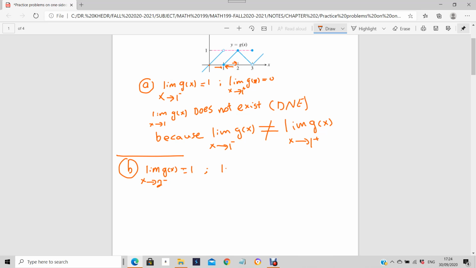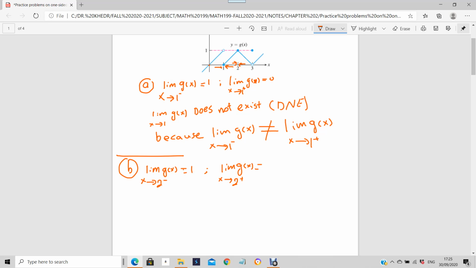Now if we want to find the limit of g of x as x approaches 2 from the right side, we have to follow the other graph in the region that is greater than 2. This line is between x equals 2 and x equals 3. So as we are approaching 2 from the right side, we start with x equals 3, 2.5, 2.3, 2.1, 2.01. We are approaching 2 from the right side.